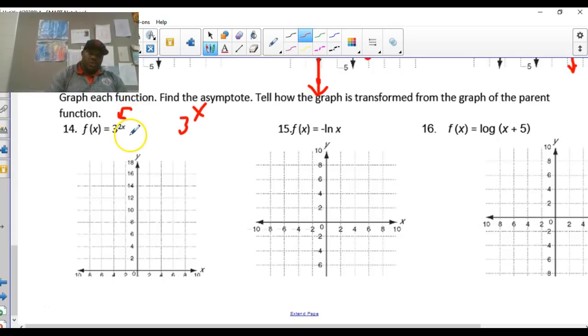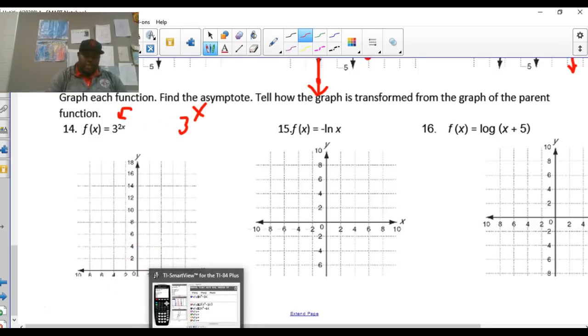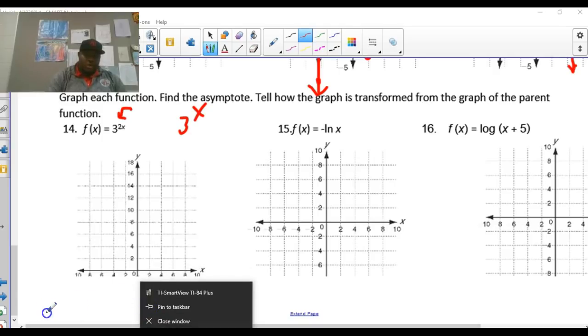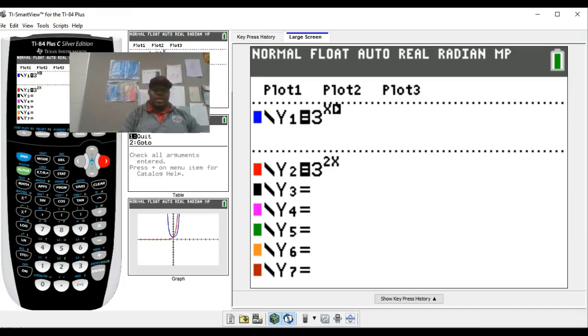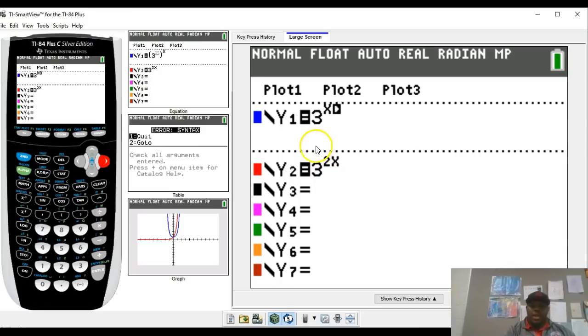All right, so here's what happened. I'm going to graph this. I'm not going to use this because I can't draw, man. I'm going to graph it on the graphing calculator so you can see it. So what I did here, guys, was I put our parent function 3 to the x in the graph, and then I put the equation that was given to us, 3 to the 2x, in.